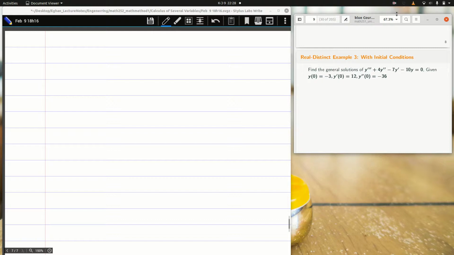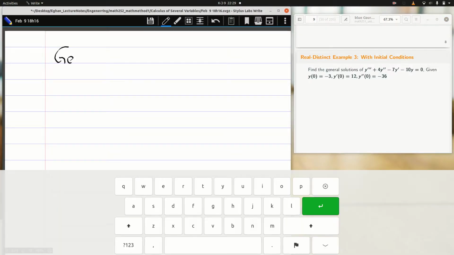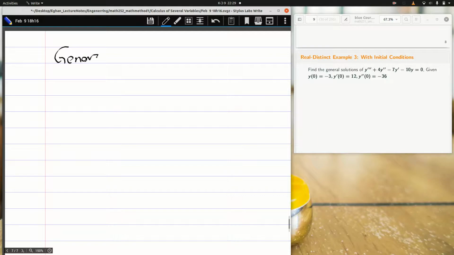Welcome back to the continuation of our linear homogeneous higher order differential equations with constant coefficients. So far, with all the examples I've taken you through, they were of general solutions. It means there were no conditions attached to the problems. In this next example, I'm taking particular solutions.